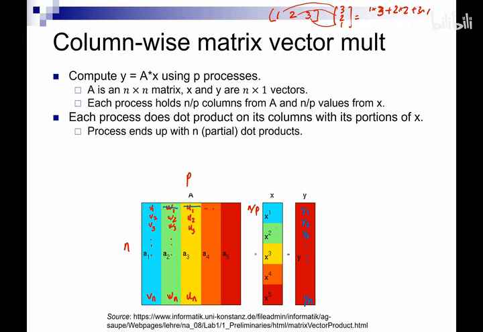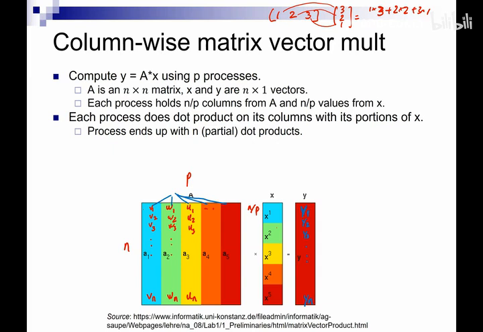So what we want to do is add up all of these values over here: the v1 plus the w1 plus the u1, plus all of the first row values from all the processes. When you add them up, that sum equals y1.